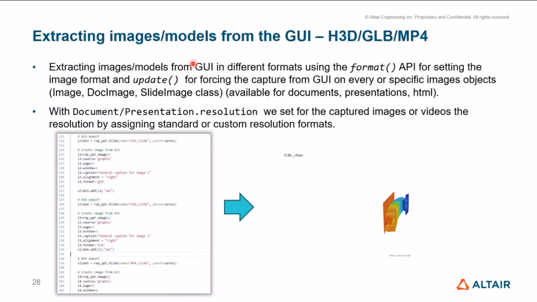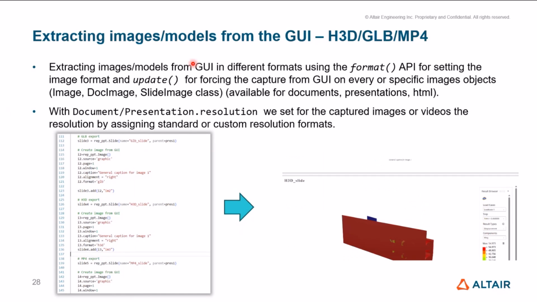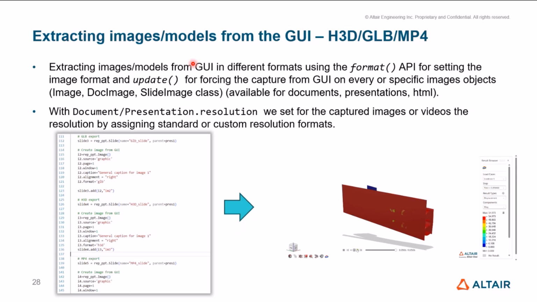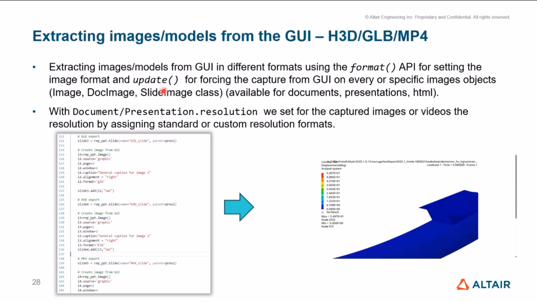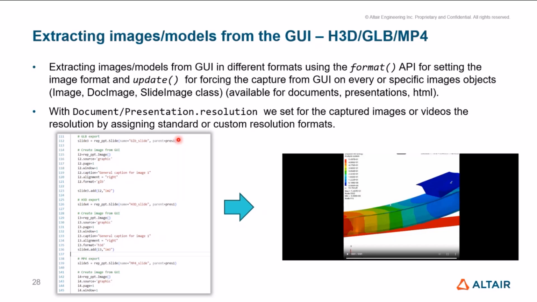Another big hit is the ability of capturing images or models directly from the GUI by using only two APIs. The first API is the format API, where we can set the type of the file that we want, whether it will be H3D or GLB, and we want to capture from the GUI. And the other API is the update API, which recaptures from the GUI every image that we want.